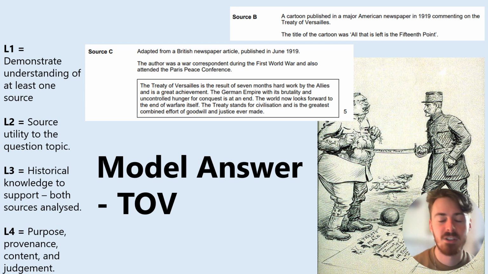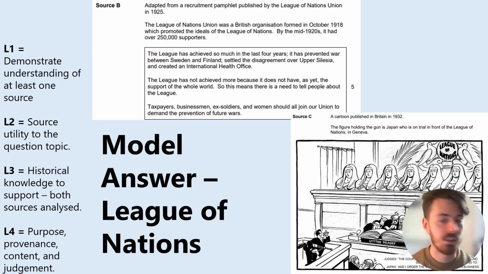That would be something I'd try to talk about in my conclusion, but nonetheless, a really good section of source to talk about. Let's look at a different set. This is about the League of Nations now. So our question now is, how useful are these two sources to someone studying the League of Nations?